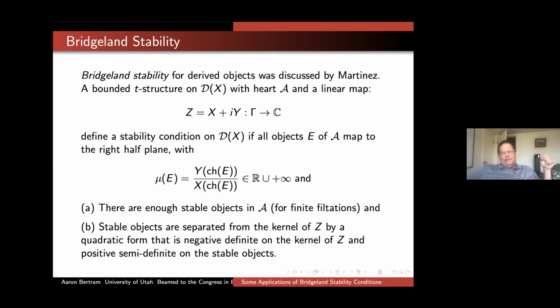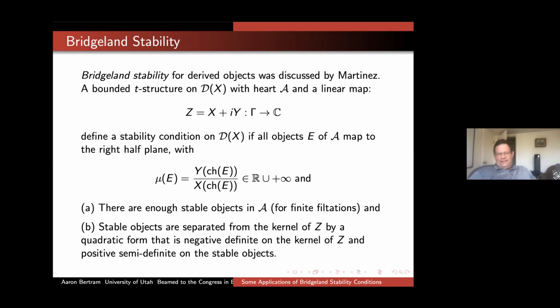Basically the idea is that if I have an object that is unstable, then by definition it has a subobject of larger slope, right? And if that's unstable, then it has a subobject of larger slope. So the idea is that we should have enough stable objects so that every time you have a chain of subobjects of larger and larger slope, it should terminate in at least a semi-stable object. And even a semi-stable object should have subobjects of the same slope, and that should always terminate in a stable object. So basically, there are enough stable objects to be the building blocks of every element of A via finite filtrations.